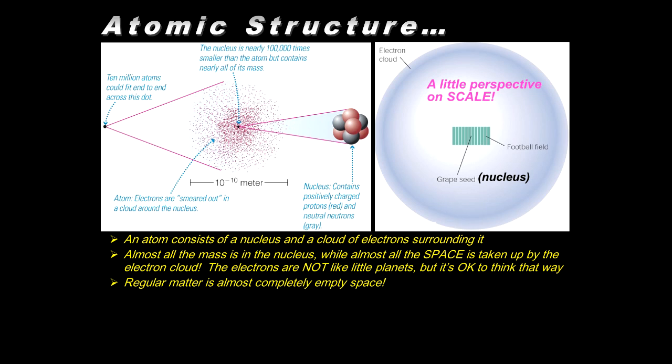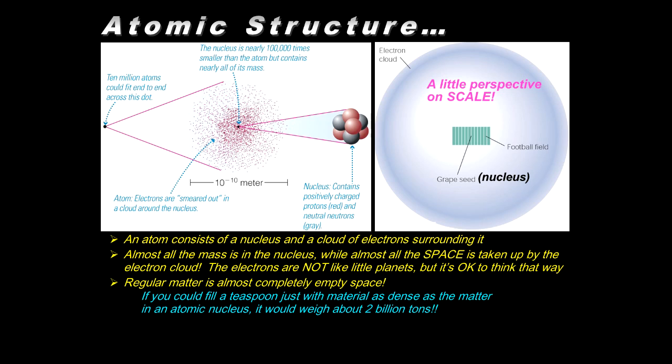So regular matter is almost completely empty space. In fact, if you could take nuclear material and fill a teaspoon up with it, these grape seeds here, if it was pure nuclear material, a teaspoon would weigh 2 billion tons. Now that's like a mountain. Can you imagine a teaspoon of something weighing 2 billion tons? Well, I'll answer that for you. No, you can't. But that's the reality of nature. So the stuff all around us, the regular matter that we think is hard and solid, is almost completely vacuous, almost completely absent of mass.